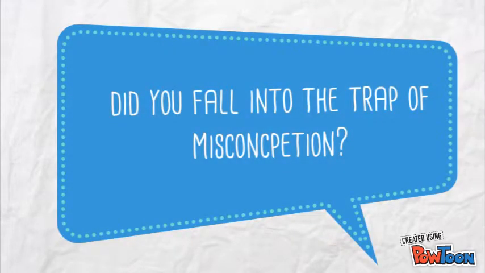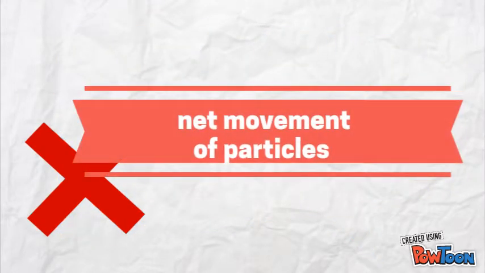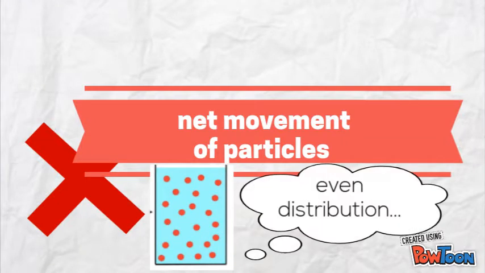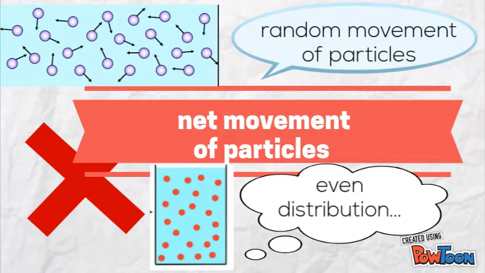The answer to this question is no, because diffusion means the net movement of particles. When the particles are distributed evenly, there is no longer a net movement of particles. Therefore, even though the particles are still moving around, diffusion does not occur.